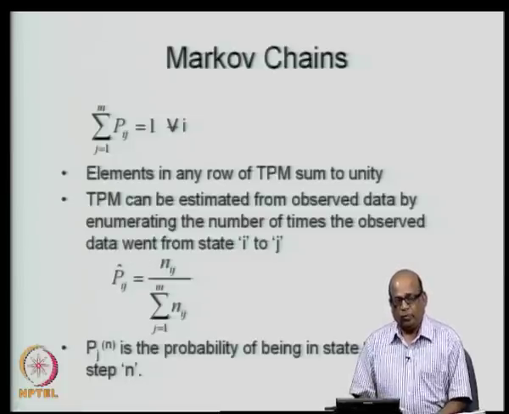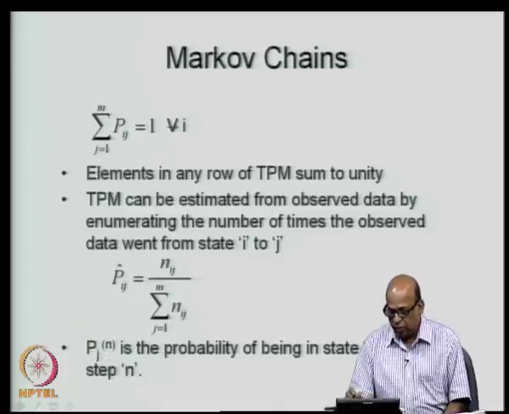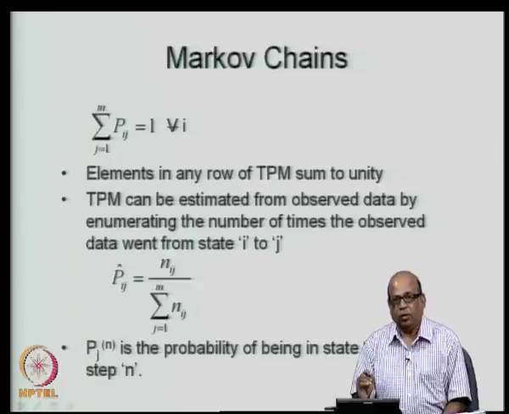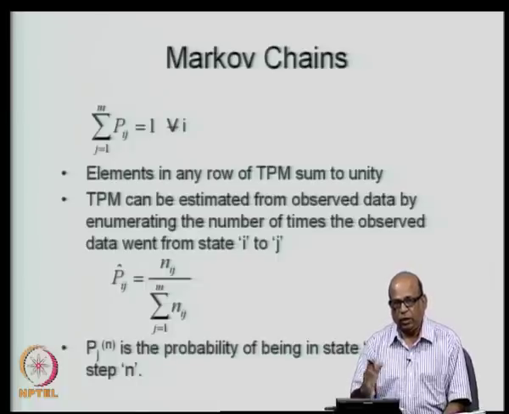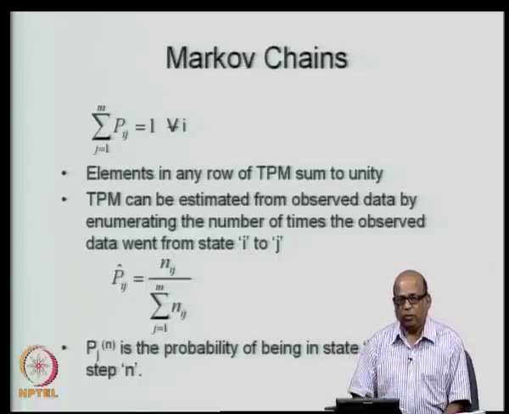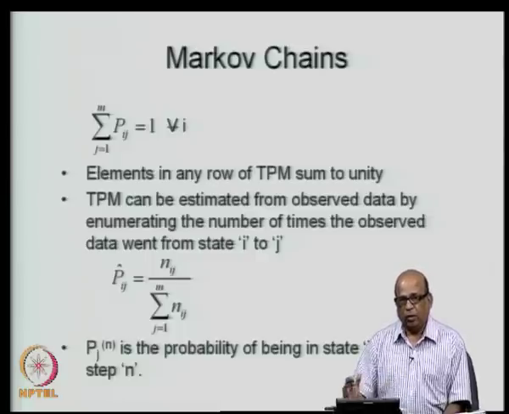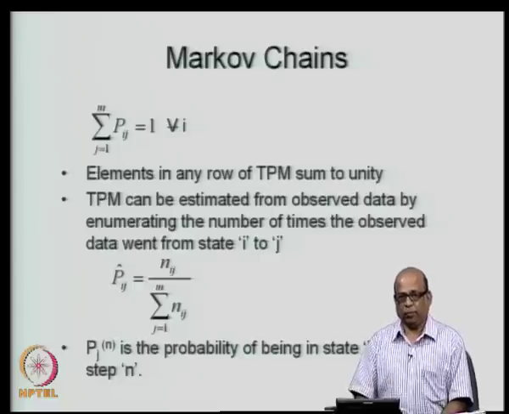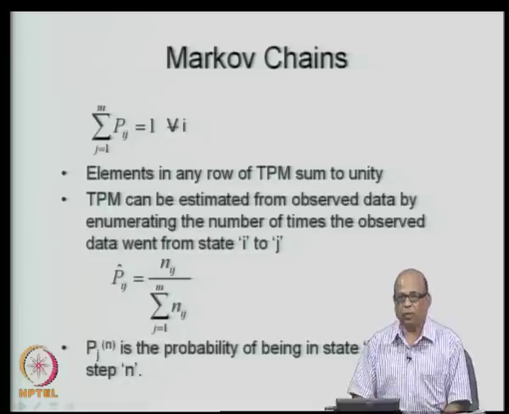Now, we will look at another important concept. At any time step n, we will denote p j n as the probability of being in state j in time step n. So, we are talking about a Markov chain. So, t, t plus 1, t plus 2 etcetera, you have a sequence of the values of the process across time. So, at any time step n, p j n is the probability of being in a particular state j at that particular time n.